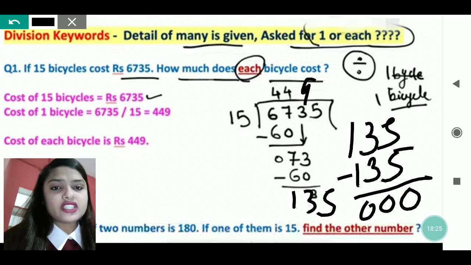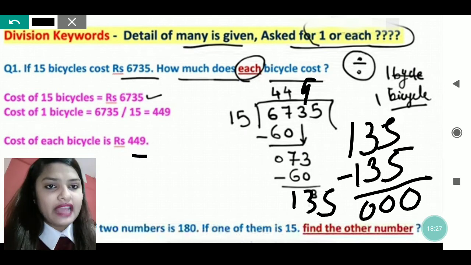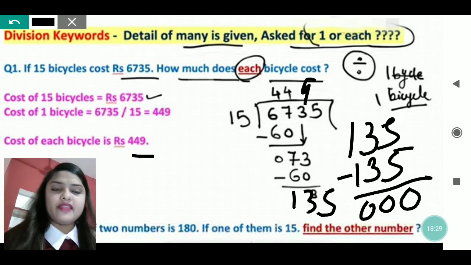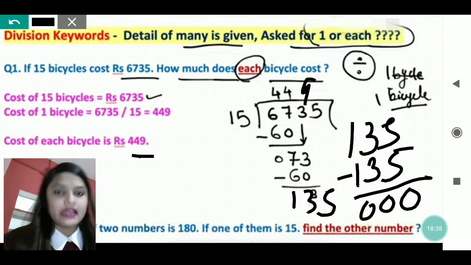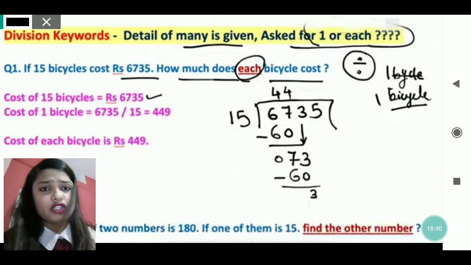And what is the question? Quotient you will get as 9, and remainder you will get as 0. So what is the cost of each bicycle? The cost of each bicycle is 9. Okay. Next question.